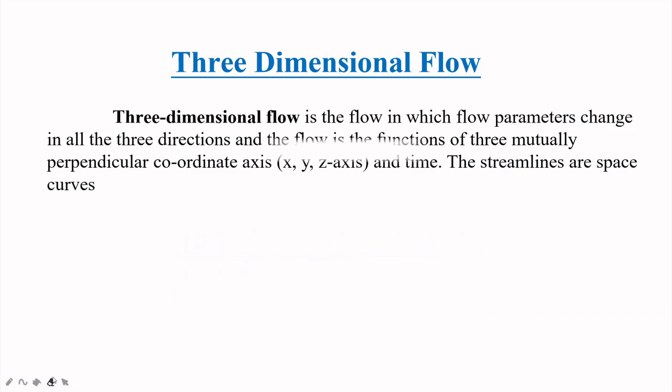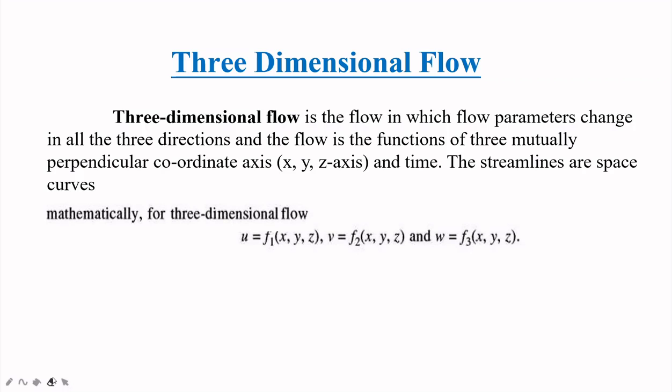So next is our three-dimensional flow. This three-dimensional flow is the flow in which flow parameters change in all the three directions, and the flow is a function of three mutually perpendicular coordinate axes. So here it will change in all the three directions with respect to the three mutually perpendicular coordinate axes and time. The streamlines are space curves.